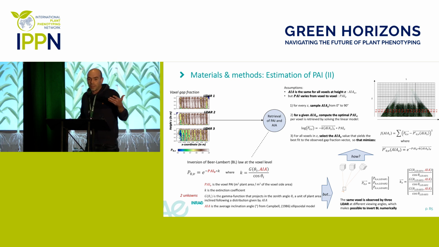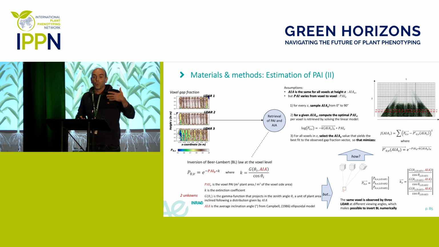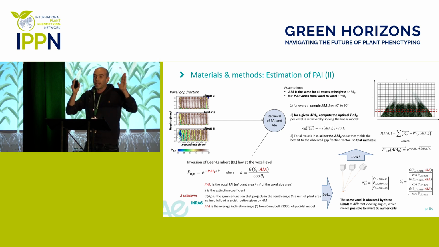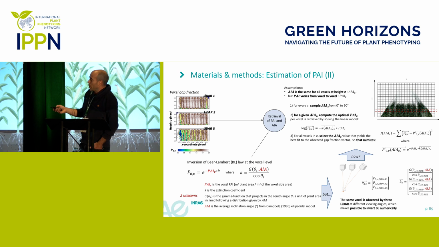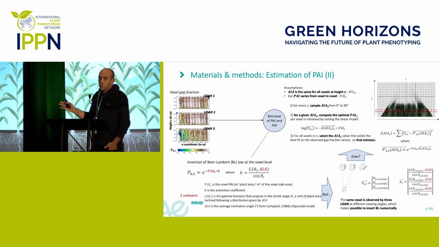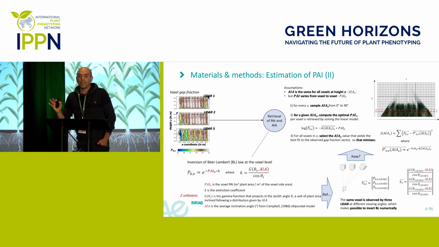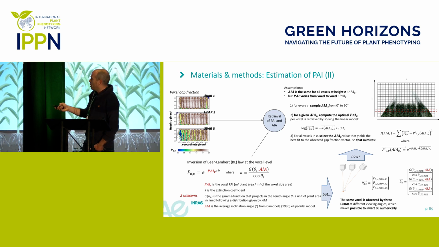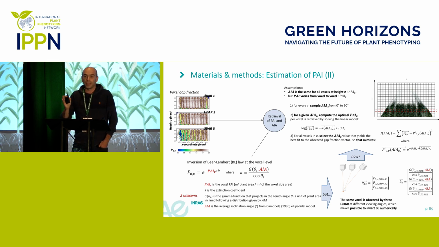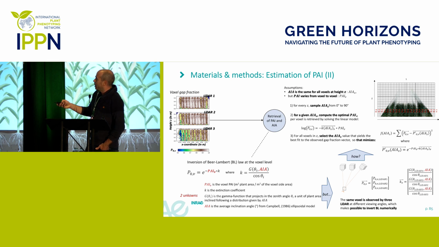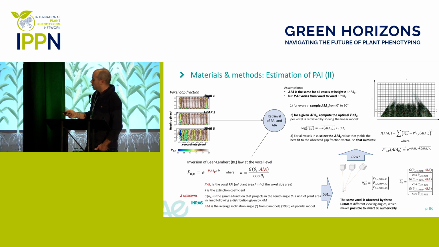So at the voxel level, thanks to these 3 observations, we can numerically invert the Beer-Lambert law to estimate at the same time plant area index and average inclination angle. So how do we do? In order to be robust, we follow a slightly different strategy. What we do is to consider that all the voxels at a given height have the same inclination angle, but that PAI changes from voxel to voxel.